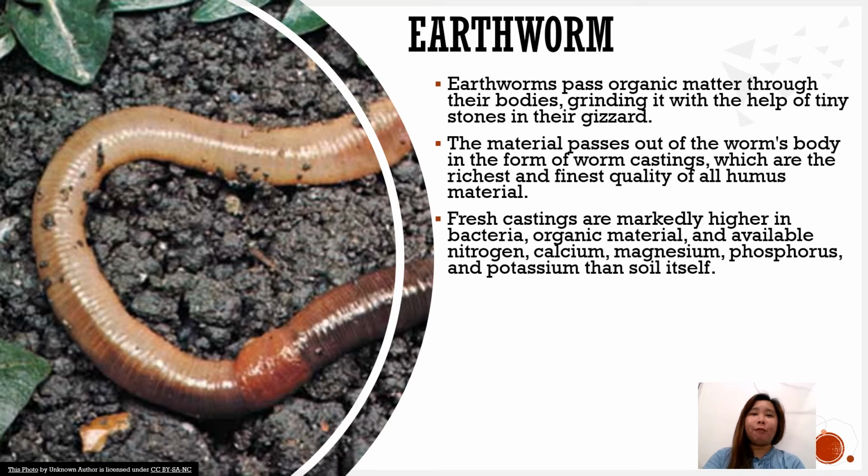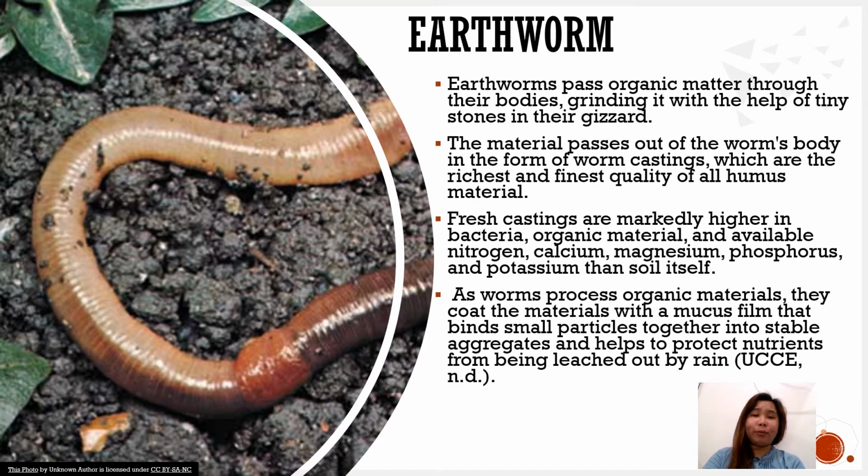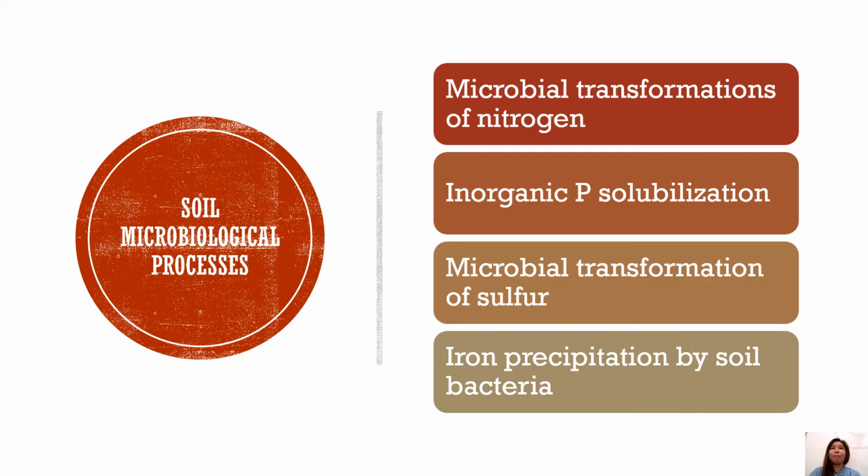The fresh castings are markedly higher in bacteria, organic material, and available nitrogen, calcium, magnesium, phosphorus, and potassium than soil itself. And as worms process organic materials, they coat the materials with a mucus film that binds small particles into stable aggregates, therefore protecting the nutrients from being lost out by rain. So those are the examples of macroorganisms.